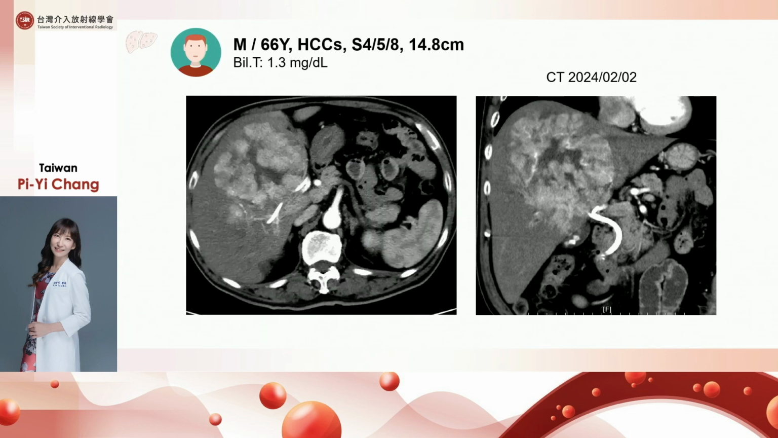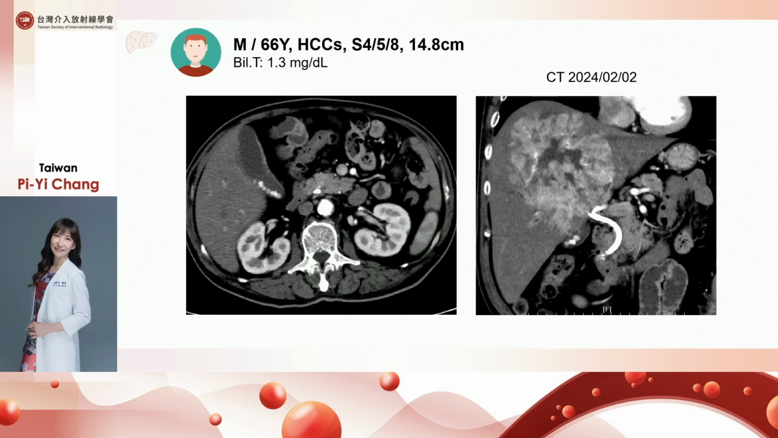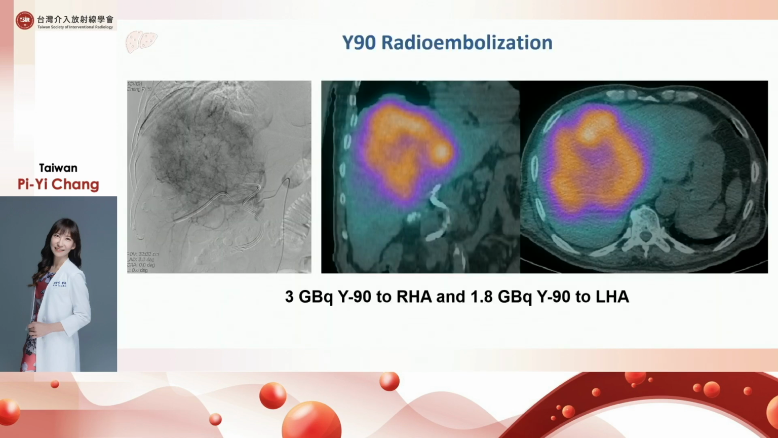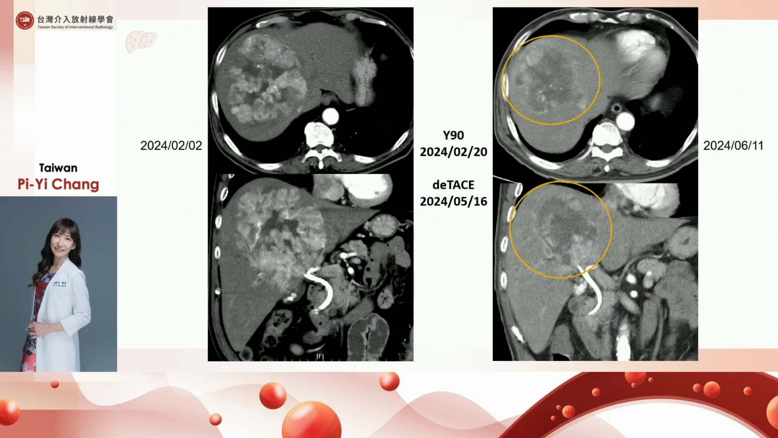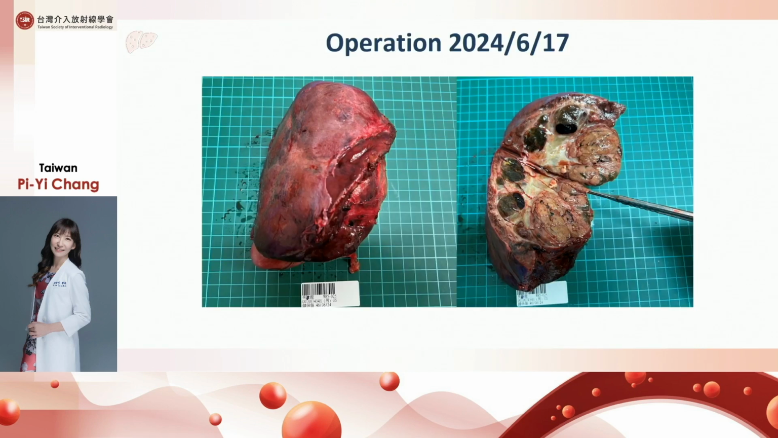A 66-year-old male with HCC up to 15 centimeters, it's quite a large HCC. But we still try for conversion to operation. So we did the Yttrium-90 treatment. After the treatment, we also performed one time of DSA, and we saw the tumor got necrosis and decreased vascularity. So the surgeon operated on the tumor.